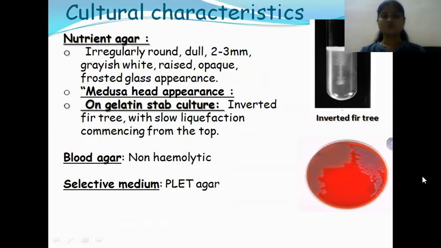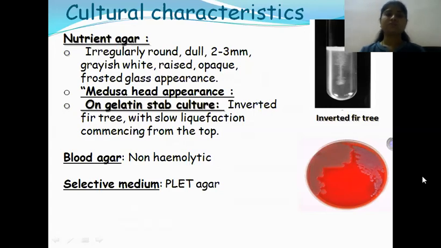We can also grow them on gelatin stab agar. Here we take gelatin stabs and we stab inoculate the medium. This gelatin stab starts liquefying. The liquefaction is slow. Liquefaction commences on the top, and as we move towards the bottom, the liquefaction decreases. So it gives a typical inverted fir tree appearance.